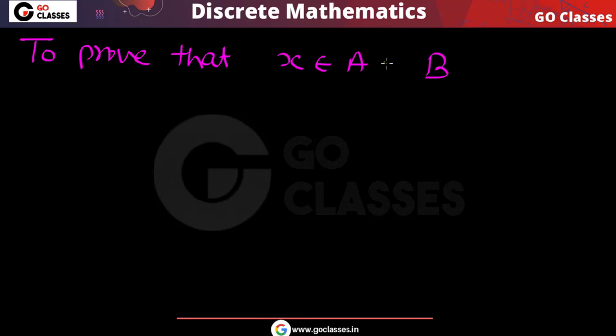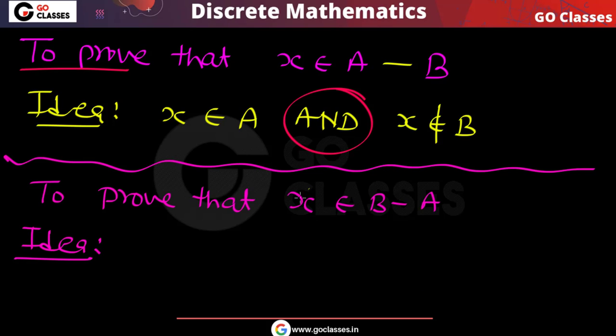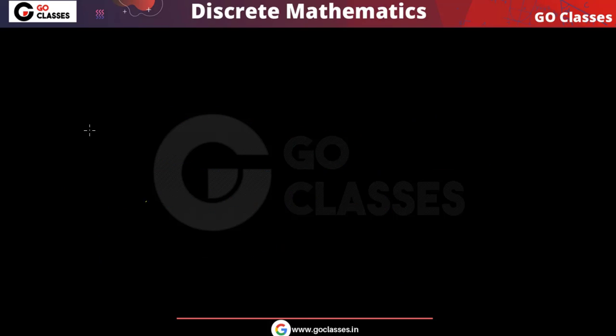Similarly, if I want to prove that x belongs to A minus B, then what is the idea? The idea is simple: x should belong to A and x should not belong to B. This is clear. Because if you want to prove that x belongs to A minus B, then definitely I should prove that x belongs to A, and I should also prove that x does not belong to B. If you want to prove that x belongs to B minus A, then you have to say that x belongs to B, and you have to prove that x does not belong to A. So you have to do this and you have to do this. This is the idea.